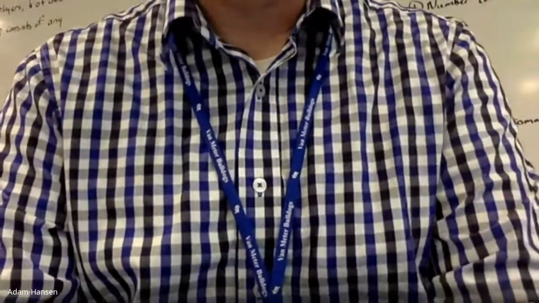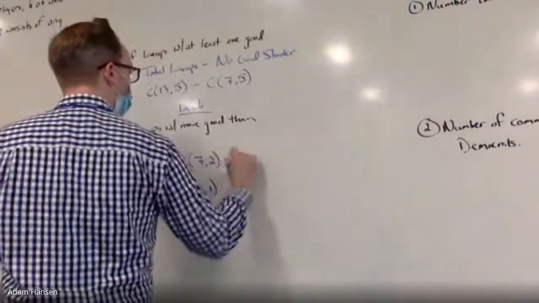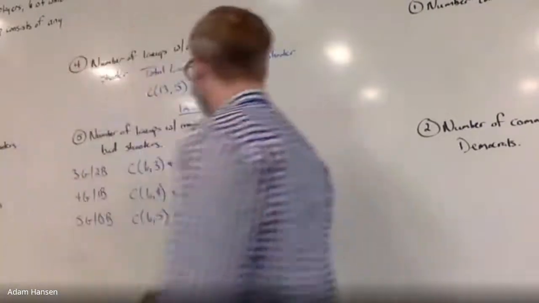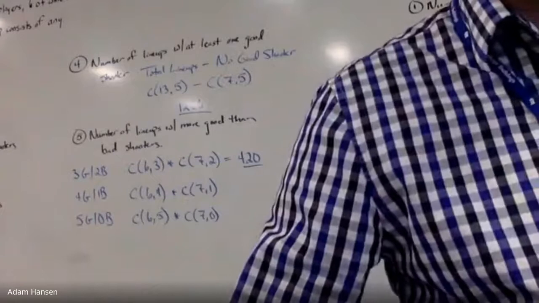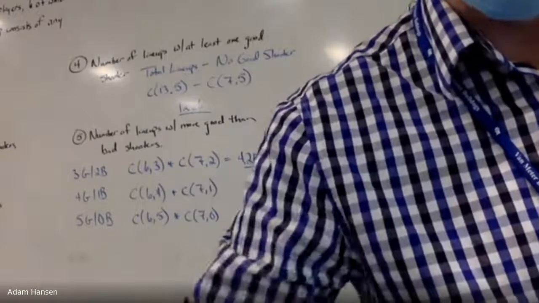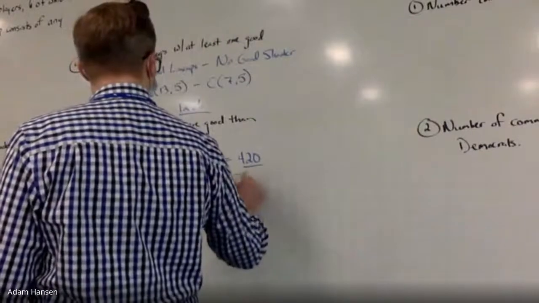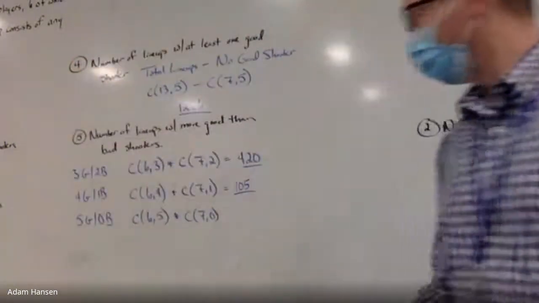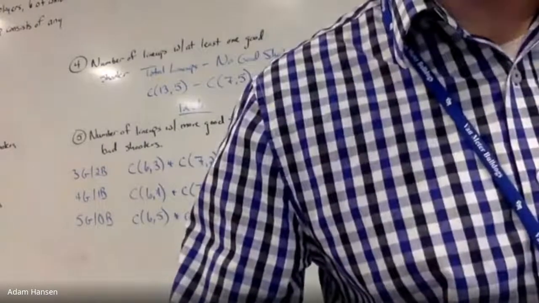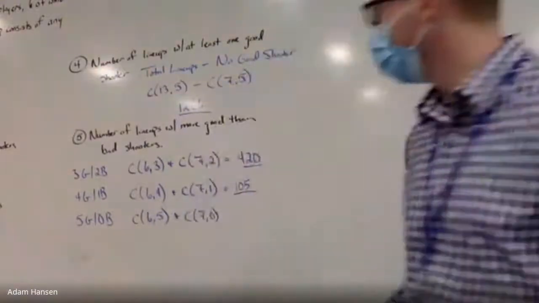Anyway, let's do this. 6 choose 3 times 7 choose 2. Let's get 420 again. Okay, so now I need 6 choose 4 times 7 choose 1. Get that retyped in, 105. Six choose 5 times 7 choose 0 for all 5 good shooters. My best lineup possible. Only 6 ways.